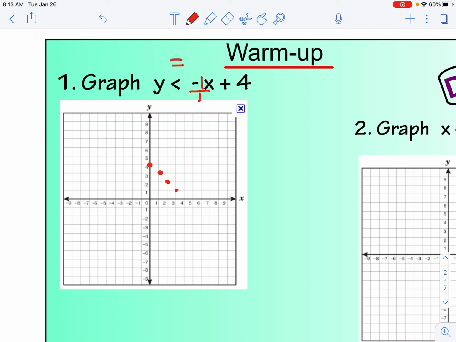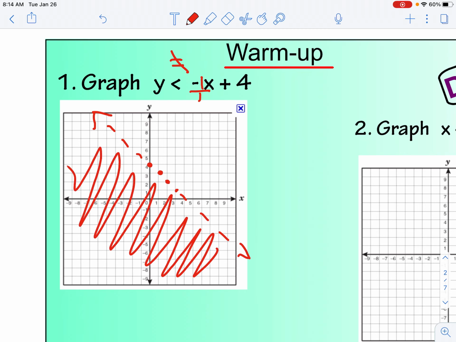Now, before we start drawing our line, if there's not an equal sign with the inequality, then we do not have a solid line, we have a dashed line. So you have to pay attention to the type of line that you draw. And then the next part is we have to shade all the solutions that are less than the line. So the line is here, and so we shade below the line.